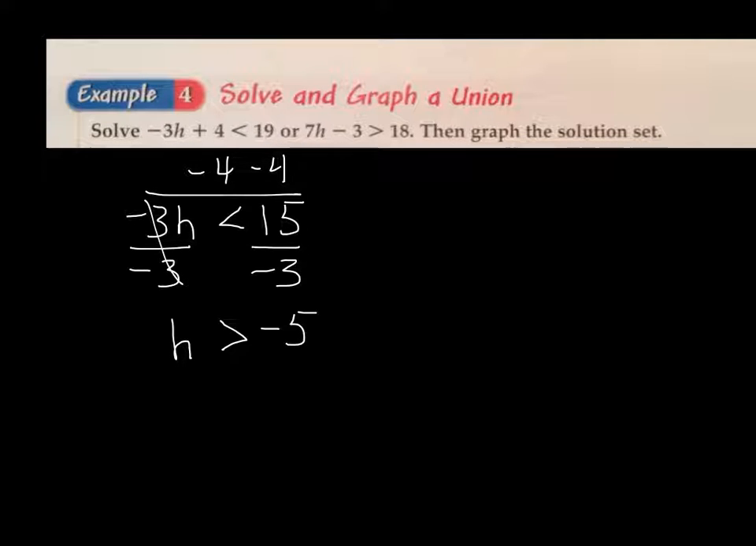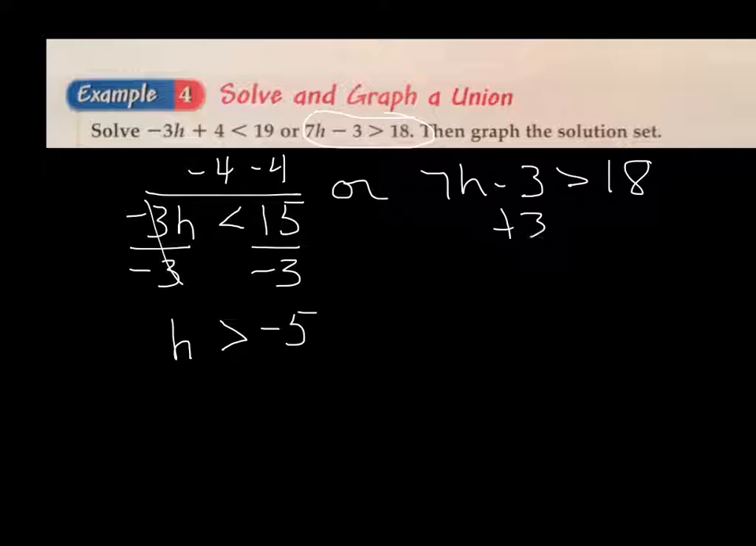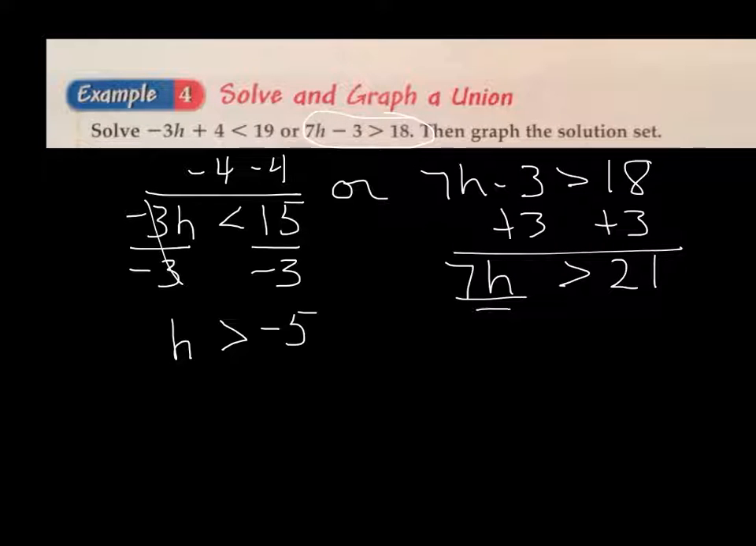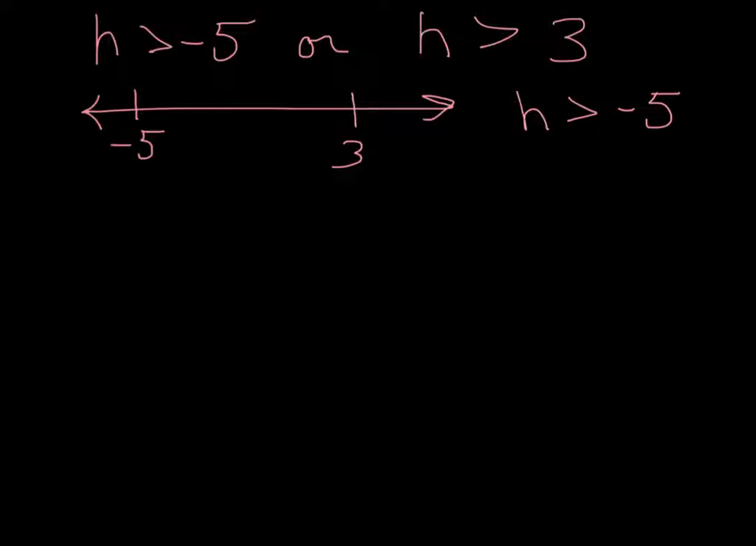I'm going to do the same thing for 7h minus 3 is greater than 18. So let me just rewrite that over here, and I want to put an "or" between these two. So I'll add 3 to both sides over here, and 7h is greater than 21. Divide both sides by 7, and that means that h is greater than 3. So I have h is greater than negative 5, or h is greater than 3.